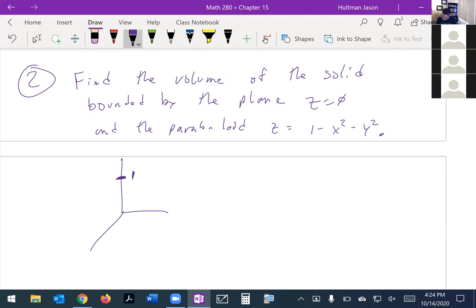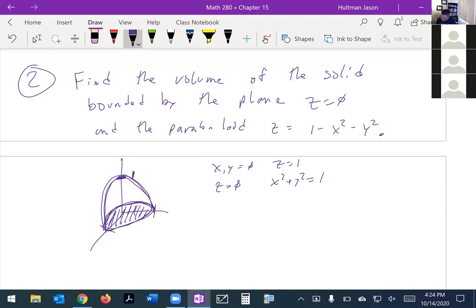Yeah, when z is 0. When x and y equal 0, then z equals 1. When z equals 0, then I get x squared plus y squared equals 1, which is just a unit circle. Get this thing here. Let's do it more like this. And then we're getting this paraboloid through z there. So this is the base, and we get this paraboloid shape going.